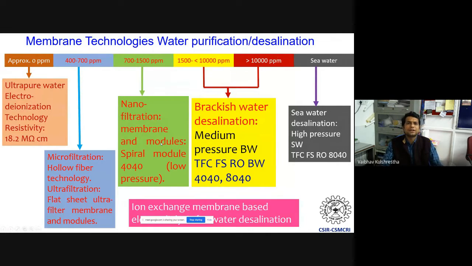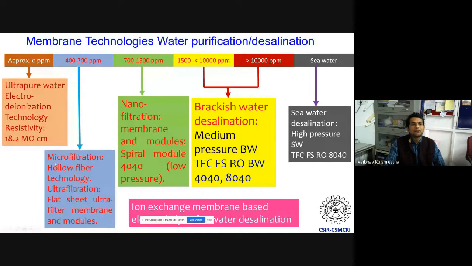Third is the nanofiltration membrane, where the module is a spiral wound module, and only low pressure is used. Where the TDS is not very high, up to a few hundred, up to 1600, we can use this nanofiltration membrane. It partially removes the TDS. TDS means total dissolved solids present in the water; the main constituent is sodium chloride. So we use the nanofiltration membrane for this type of water.